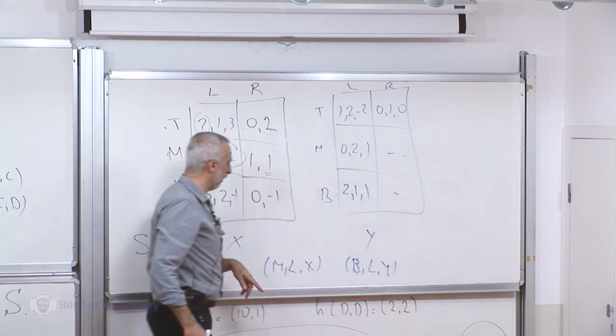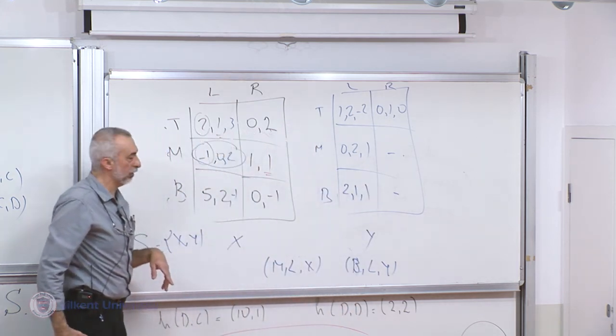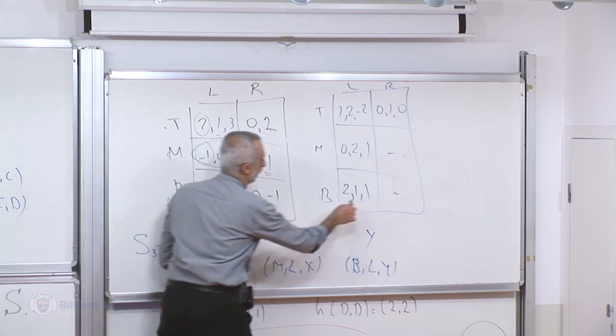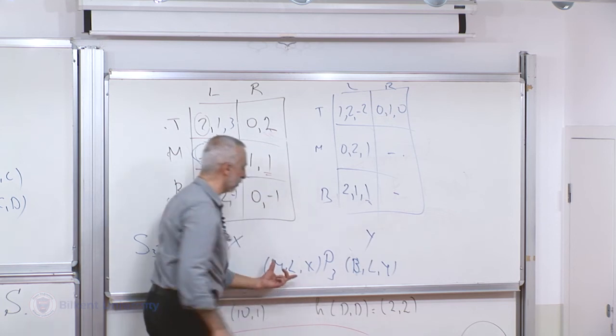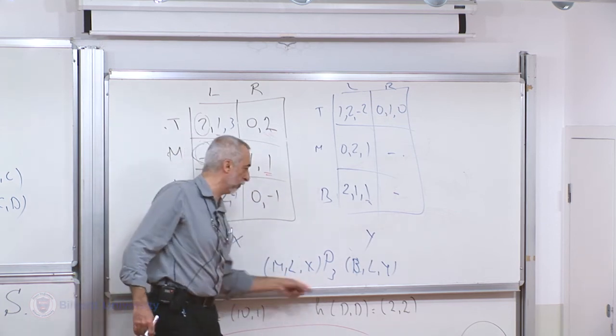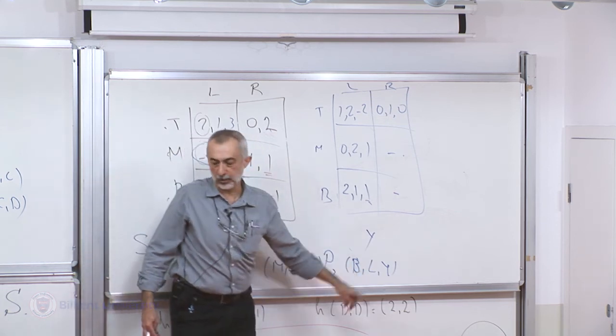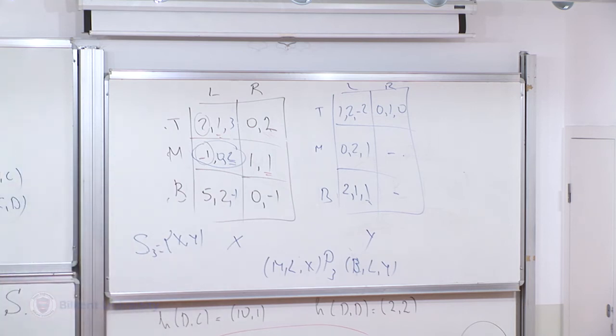Okay. So if I'm looking at the preference relation of player 3, I compare this number with this number. 2 is bigger than 1. So player 3 prefers the outcome induced by this strategy profile to the outcome induced by this strategy profile. So far, so good?